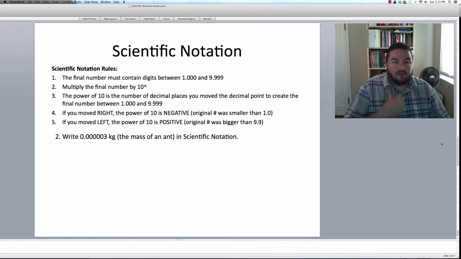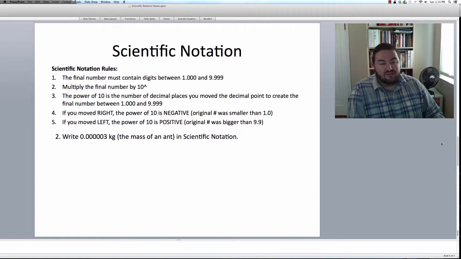Let's try another one, this time going from a really, really small number, but still the same idea. Okay, the mass of an ant on average is about 0.000003 kilograms. Pretty small, kind of tough to read, so let's make it a little more manageable on the screen by putting it in scientific notation.